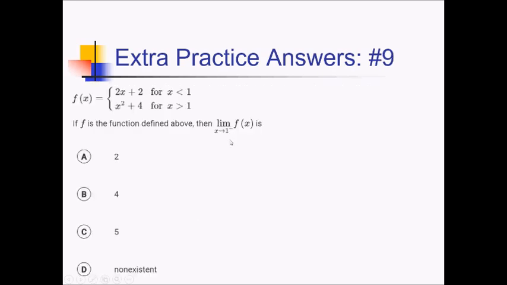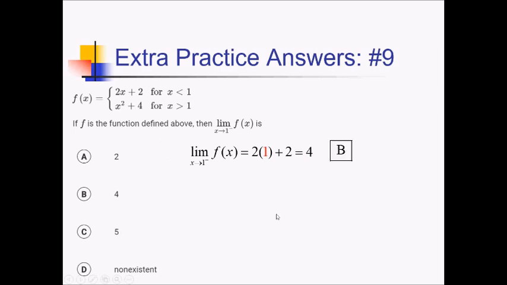For this problem, I'm trying to find the limit as x approaches 1 from the left side for this piecewise function. Since 1 is a border value, that means we have to choose one of these rules if I'm doing a one-sided limit. Since I'm coming from the left side, I'm going to use the rule where x is less than 1, because that tells us what x is doing up until the point that we get to 1 from the left side. So I'm just going to do 2 times 1 plus 2, which comes out to 4, which is answer choice B.